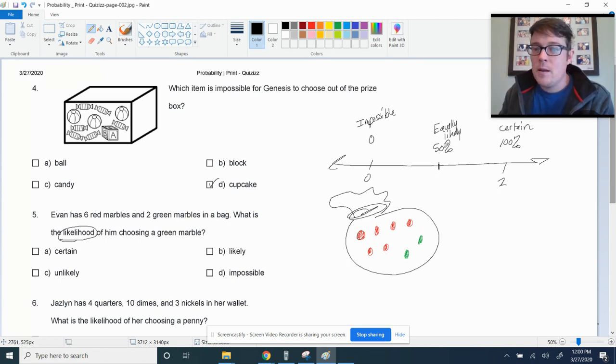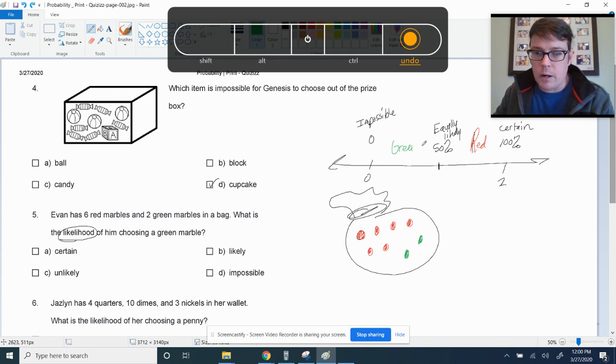Go say hi. Equally likely means like flipping a coin. Just as likely to get the red as I am the green. Now, it looks to me like red has more of a chance. I would place red in this zone over here. It's probably more likely than not to get a red, and then less likely than not, down here, under 50% to get a green. That would be what I would think.